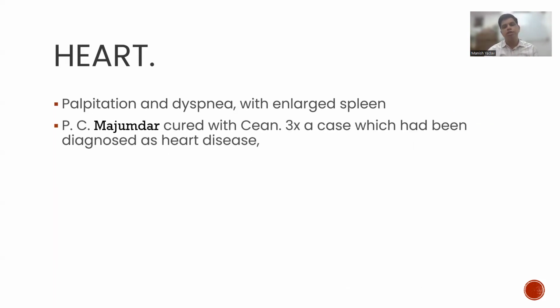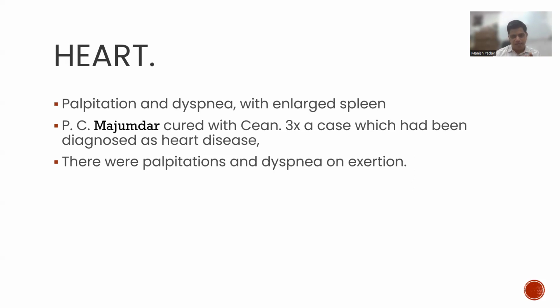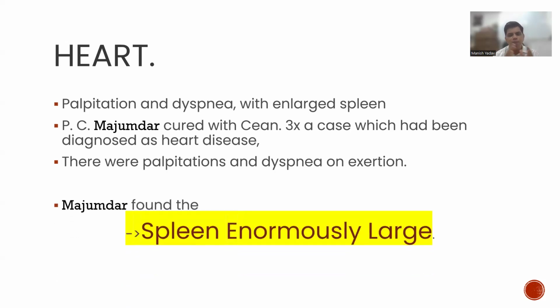Ezio Majumdar cured with CEANOTHUS 6X a case which had been diagnosed as heart disease. Now, there are many cases about CEANOTHUS which are so good, especially heart disease. The patient was being treated, maybe they felt it was cardiomegaly or some palpitation problem or some functional disease of the heart. But when he examined, he found that the spleen was also enlarged too much. The enlarged spleen was putting a lot of pressure on the heart, and the heart was causing palpitation and dyspnea. Looking at the cause, CEANOTHUS was used. In this case, there was palpitation and dyspnea on exertion. Majumdar found the spleen enormously enlarged.